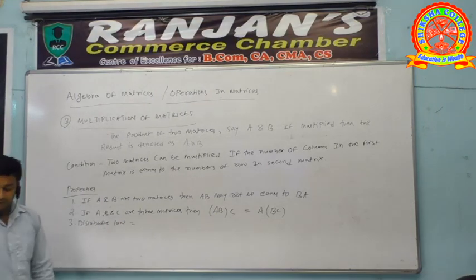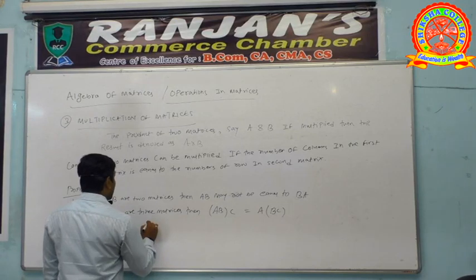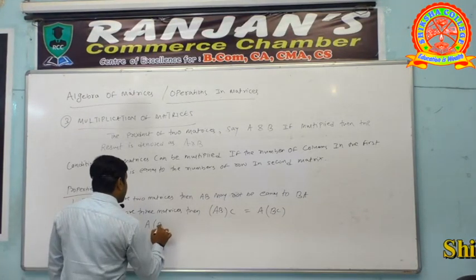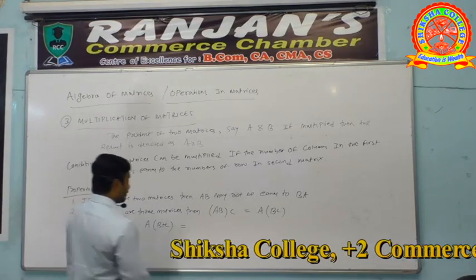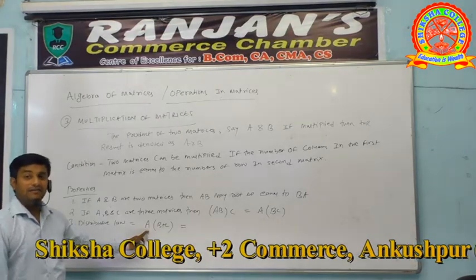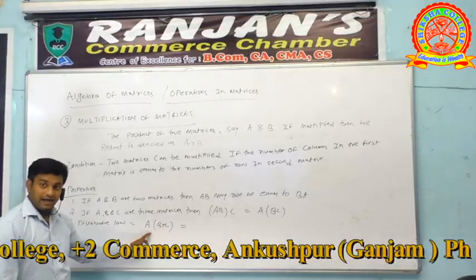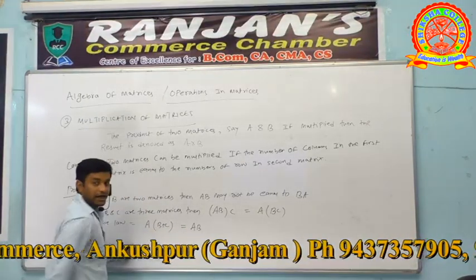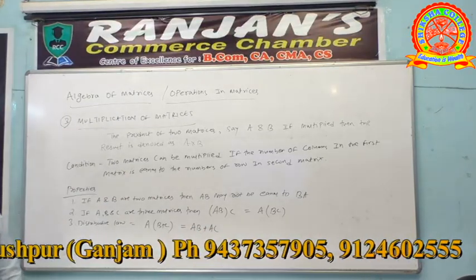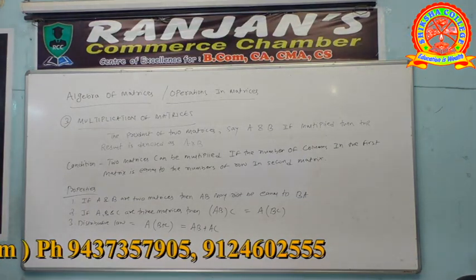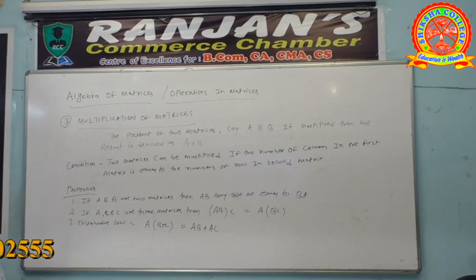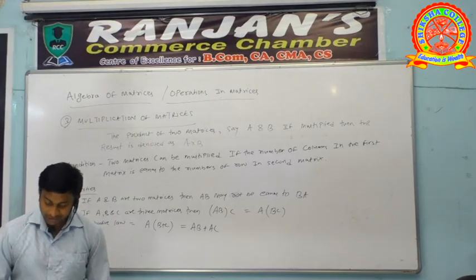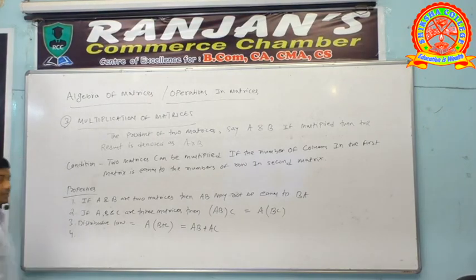Then third, we say the distributive law. What is the distributive law? If we do A multiplied with B plus C, it means we need to distribute A with B and A with C. So that is equal to A into B plus A into C. If A is multiplied with the addition of B plus C, then that is equal to A multiplied with B plus A multiplied with C. Clear, students?